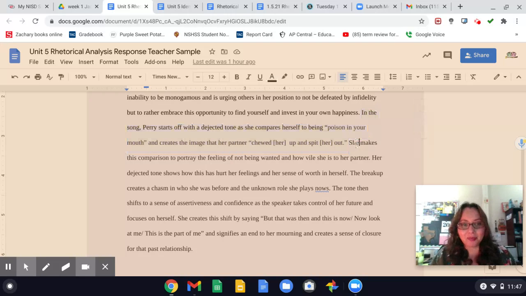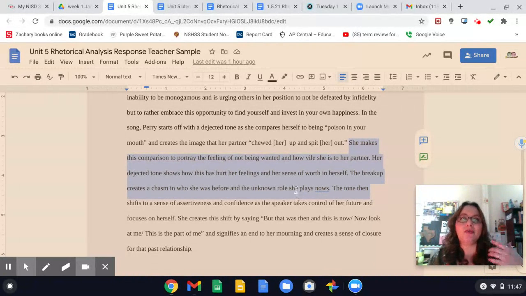So let's continue. She makes this comparison to portray the feeling of not being wanted and how vile she is to her partner. Her dejected tone shows that this has hurt her feelings and her sense of worth in herself. The breakup creates a chasm in who she was before and the unknown role she plays now. I need to change that. The tone then shifts. So again, that's a little bit of my analysis, my take, breaking down the interpretation of why that writer did it that way.